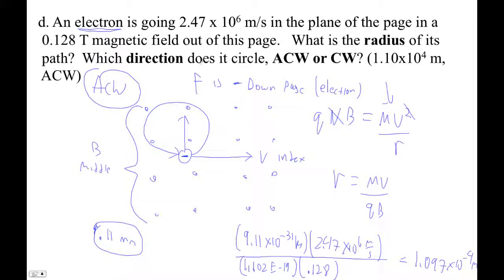Right? I mean, think how fast it's going. It's going 2,470,000 meters per second, and it's going in a path that small. Okay, so let's see. 10 to the 4th. Oh, they have 10 to the 4th. Why do I have 10 to the minus 4th?